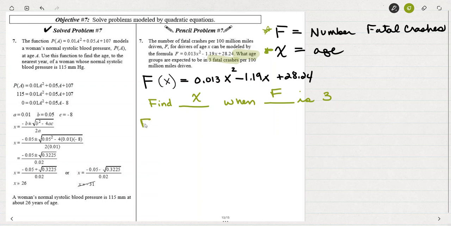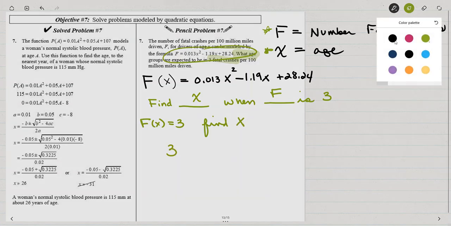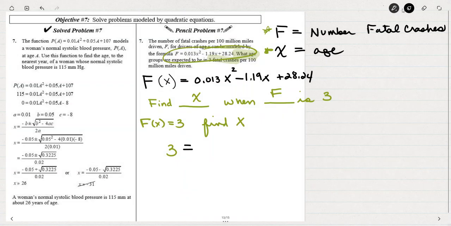So if we let f of x equal 3, or just f, we didn't want to write this in function notation, if we use the equation as they wrote it, we're going to let f equal 3 and find x. So it'd look like this. 3 equals 0.013x squared minus 1.19x plus 28.24. And I want to solve that for x.